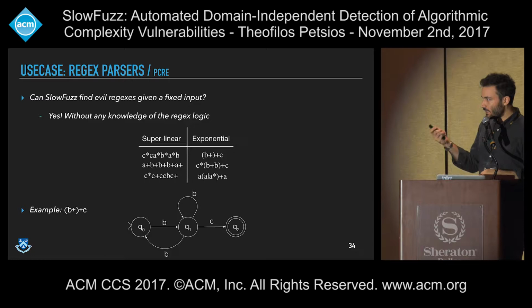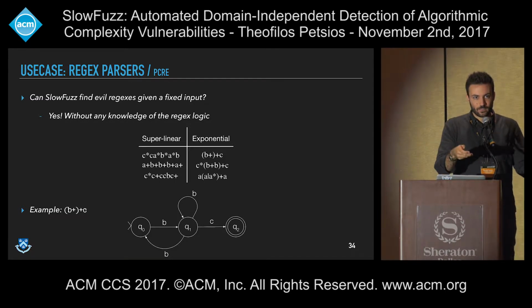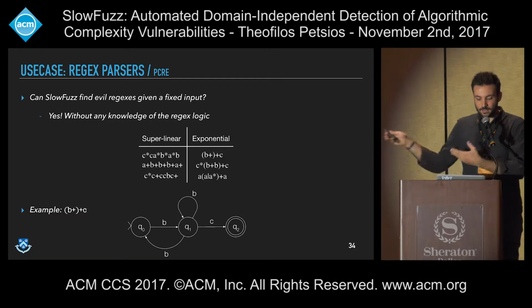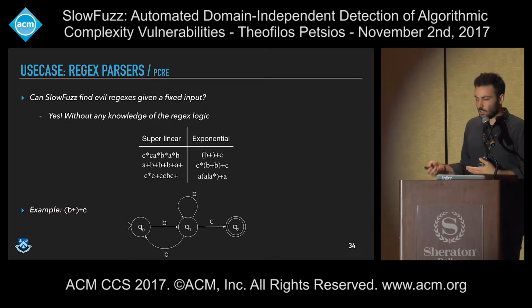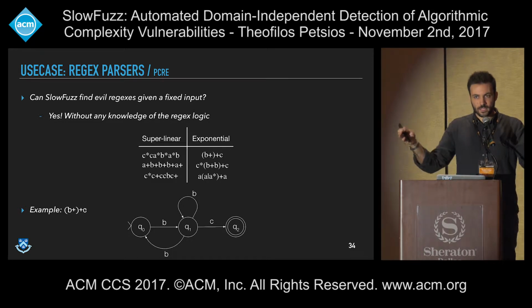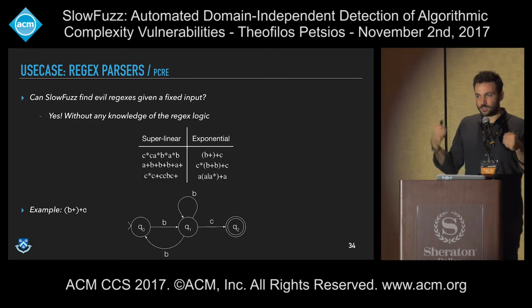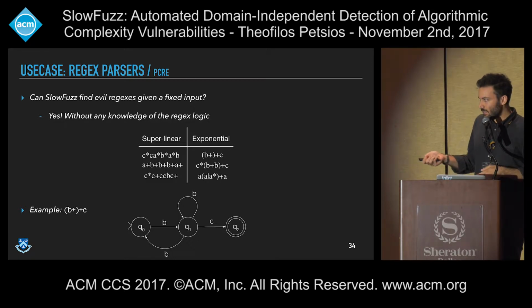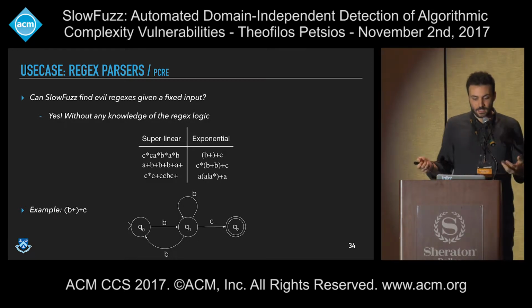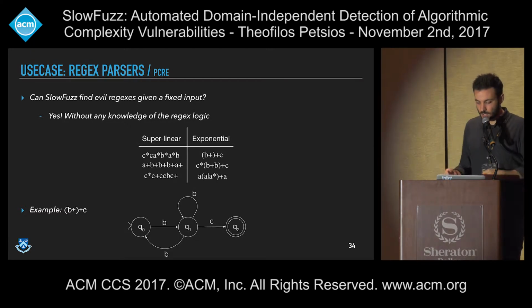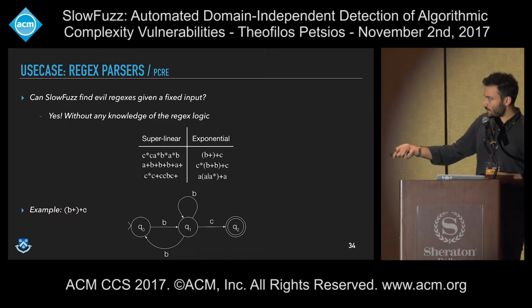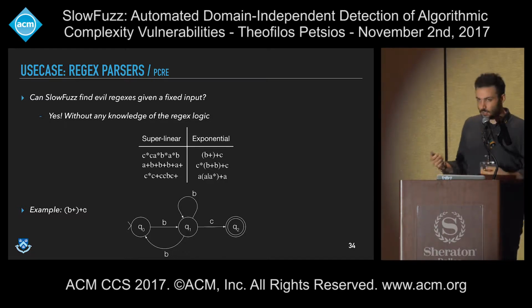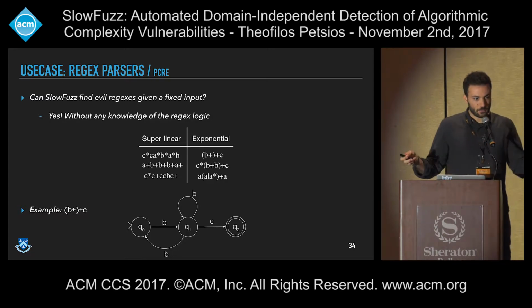So the question we asked: can we take the exact same engine that we applied on the previous two problems and apply it in this case of complexity vulnerabilities? So if we have our fuzzer and we have a fixed input, will SlowFuzz generate an evil regex for that particular input? And we found out that yes, it can, without knowing anything about what the regex looks like or what is a valid structure. So here are some examples of regexes that are generated by SlowFuzz on a fixed input.